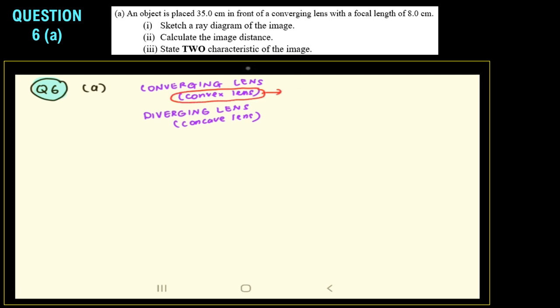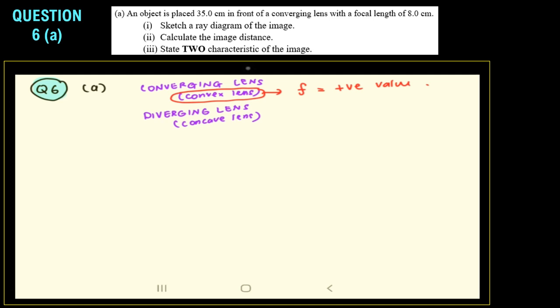Remember, ini paling penting you kena tahu that for the focal length for the convex lens, the focal length is positive value. And ingat salah satu lah. So for lens, convex lens is positive value. Concave lens, F is negative. Tapi untuk mirror, concave mirror, positive value of F. Convex mirror, negative value of F.